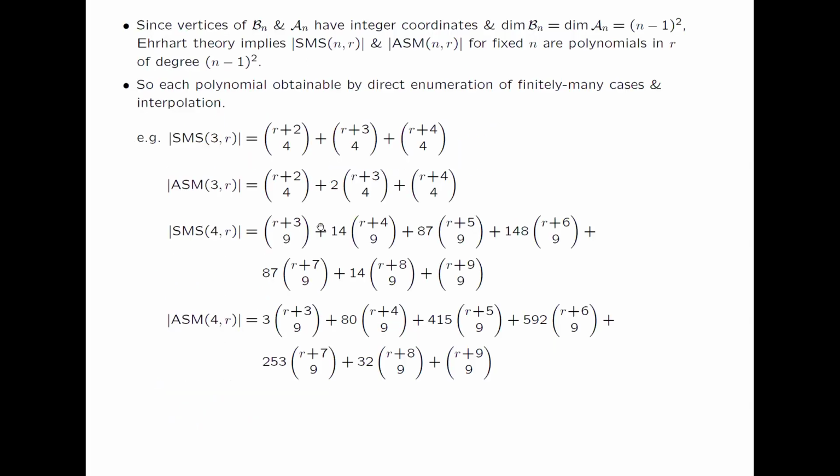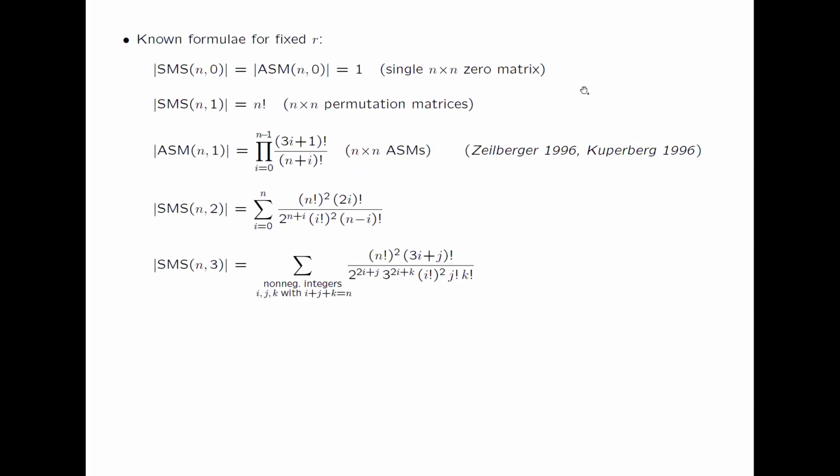Because the vertices of the polytope have integer coordinates, and the dimension is (n-1) squared, you do get polynomials that look like this. So I've computed a few just by interpolation and working out finitely many cases. That was for fixed N and variable R.